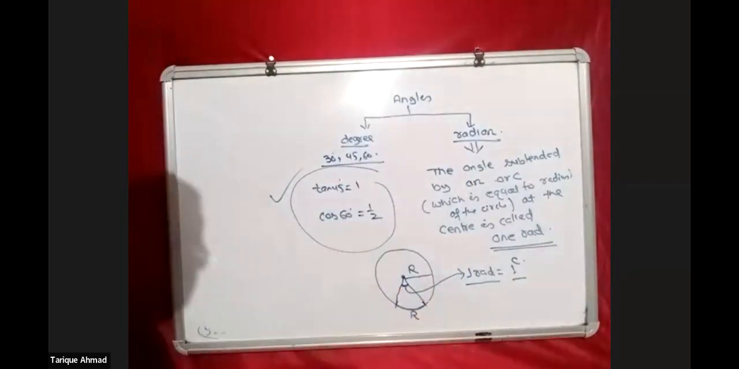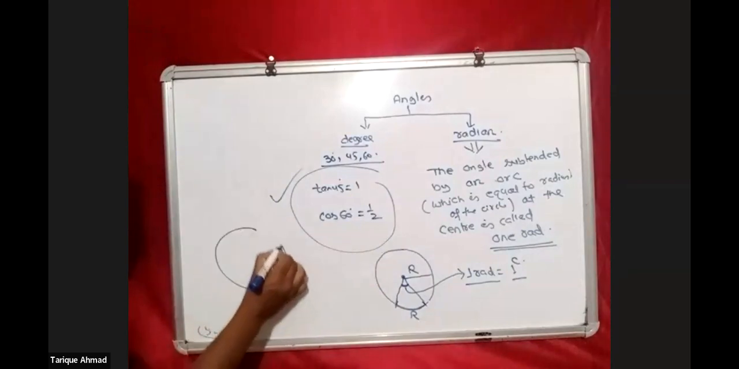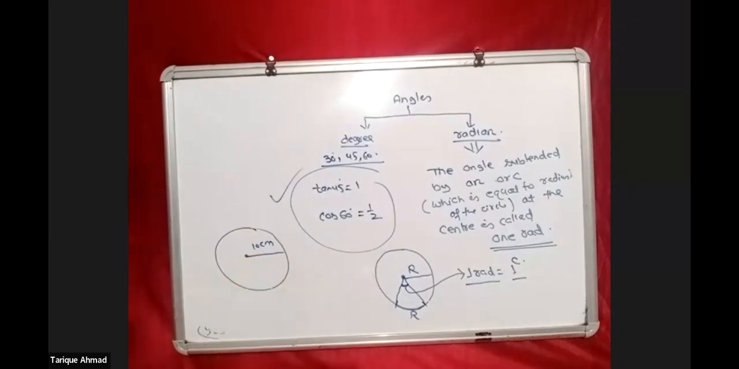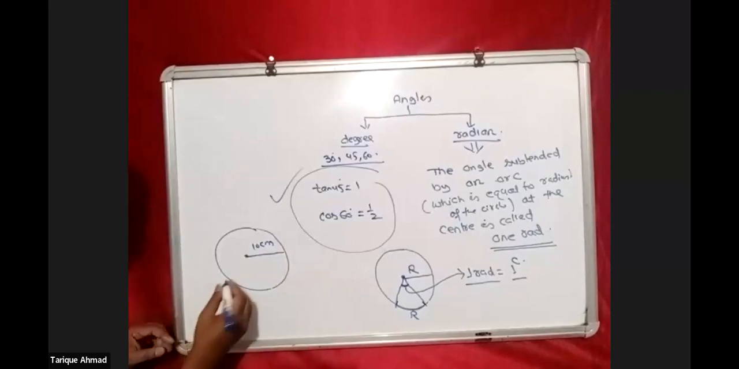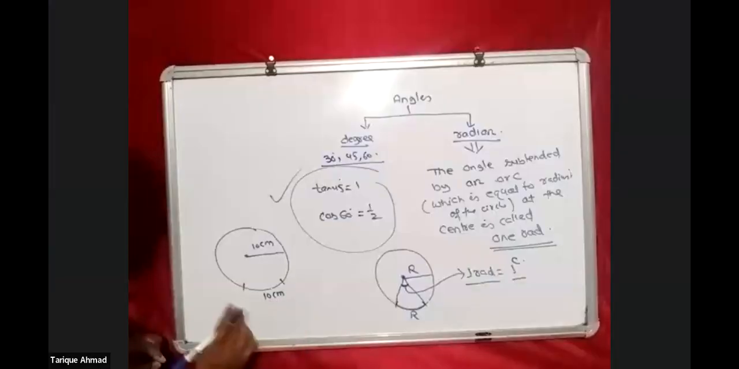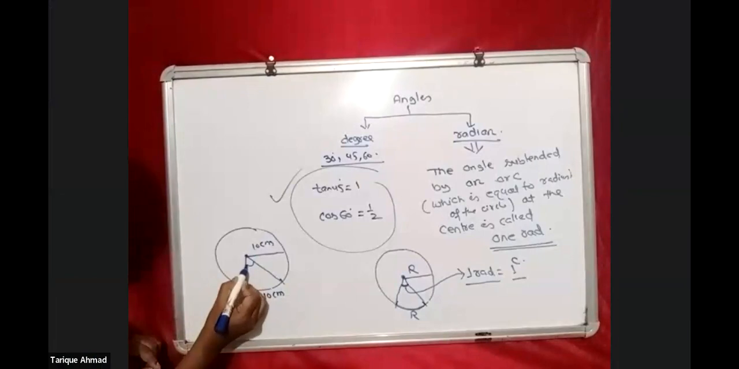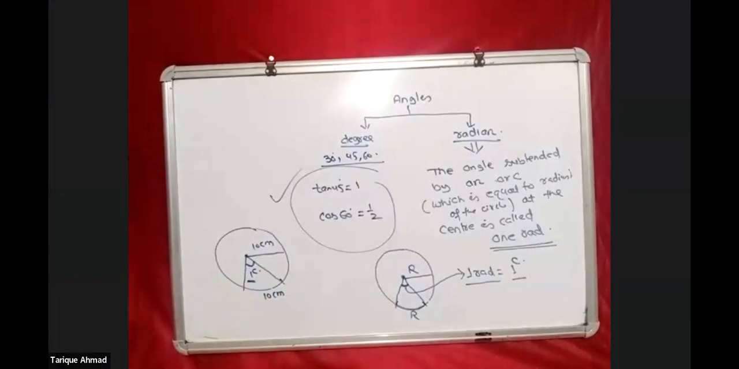Okay, another example. Suppose I have the radius of this circle 10 centimeter. So how much length arc must we cut? Tell me. 10 centimeter. Cut an arc of length 10 centimeter, then join these 2 points to the center, and this angle which we are getting, that is known as 1 radian.